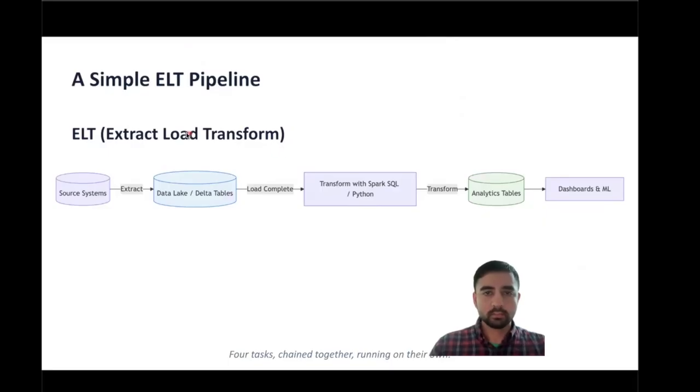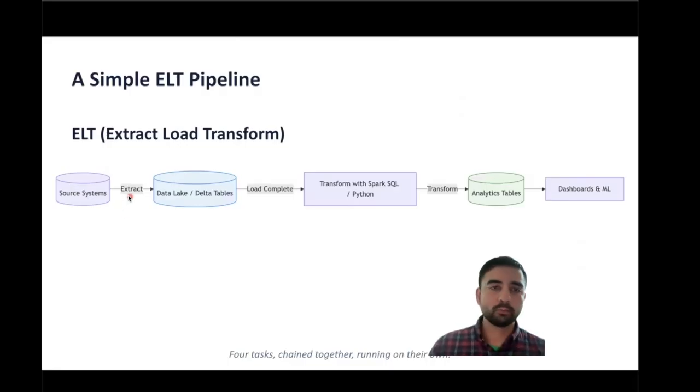Both ETL and ELT are ways of moving data, but they differ in when the data is transformed. ELT is extract, load, and transform: you load the raw data first, and transform it afterwards. ETL is common in traditional warehouses, and ELT is common in modern cloud platforms like Databricks, Snowflake, etc.